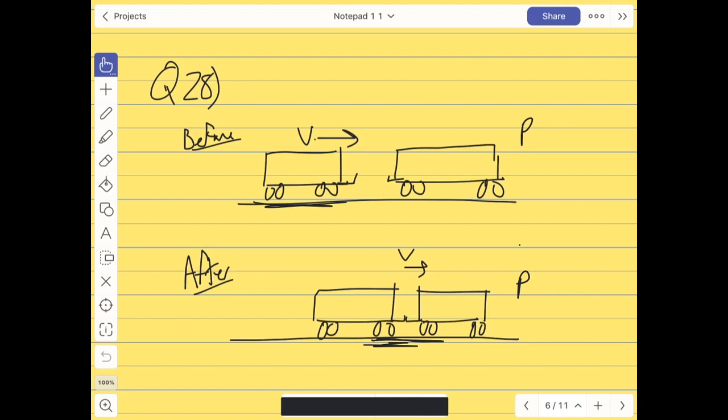So if the total momentum stays the same, the total momentum beforehand is going to equal the mass of this car times its velocity, P equals m1 times v. But in the circumstance afterwards, we have m1 and m2, so the total mass has increased, which means that this velocity will decrease, so v after is less. The mass is increased afterwards, so the velocity afterwards is going to decrease.